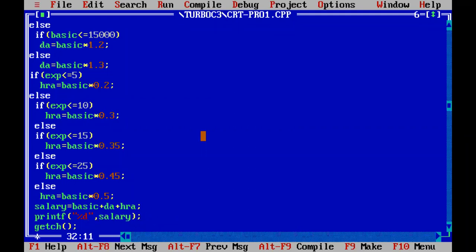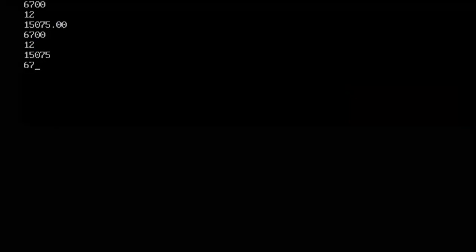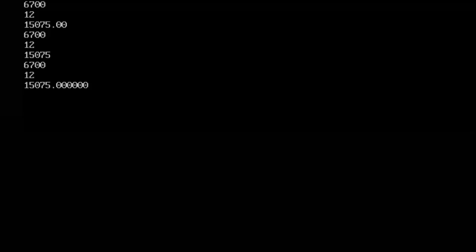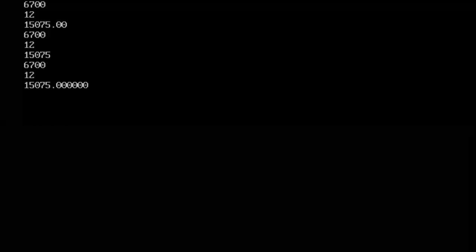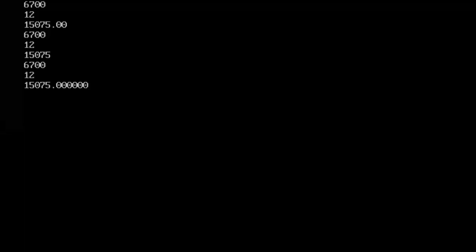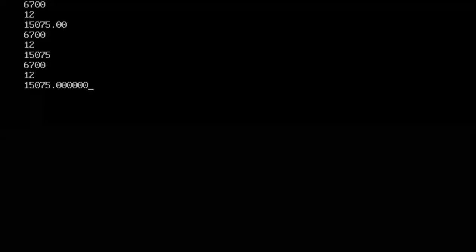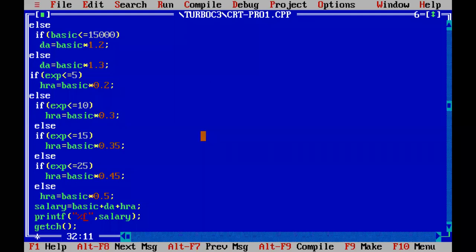Suppose you want a floating point value, I will give percentage f like this. So you will get the 6-digit expression. You see 15,075. After the decimal point, we get 6-digit accuracy. But in my output, I asked for only 2-digit accuracy. Suppose I want 15,075.00, I don't want 6 digits. 2-digit accuracy is enough, or 1-digit accuracy is enough. So in this case, you have to write the format specification percentage .2f. If I write percentage .2f like this, we will get the answer with 2-digit accuracy.